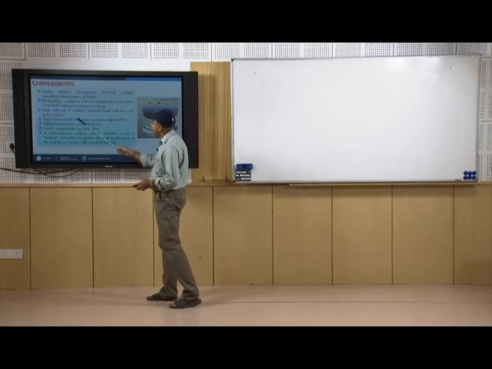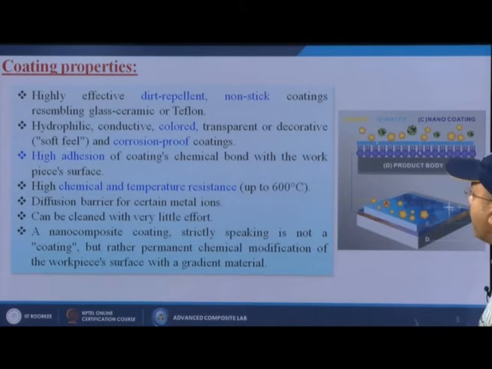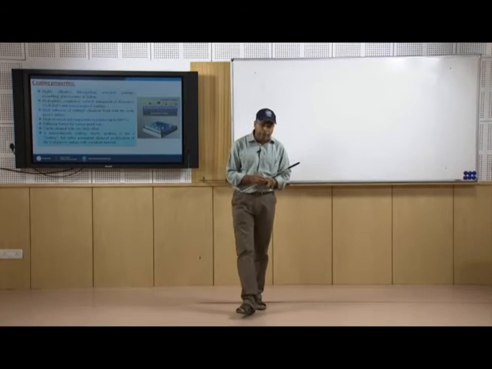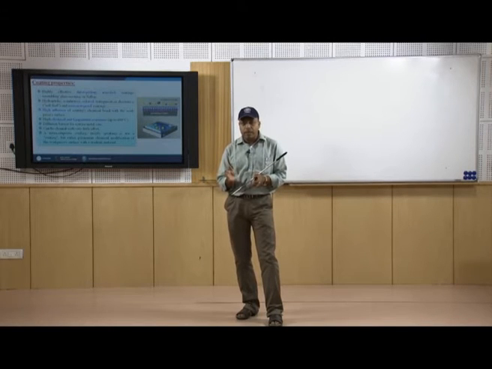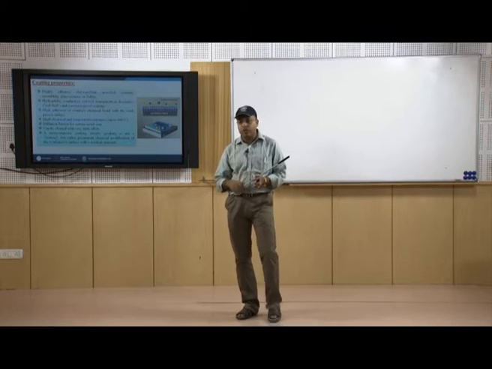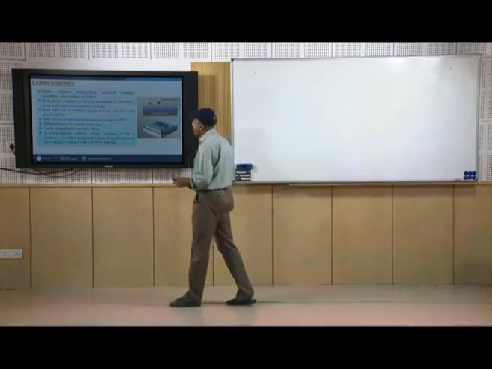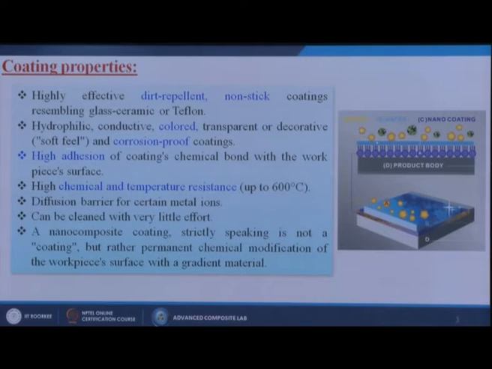Next, high adhesion of coatings, with a chemical bond with the workpiece surface. When we put the coating, our main motto is that the shelf life of that coating should be increased, but when we do some kind of coating onto our base materials, we have to check whether that coating material is compatible with our base material or not. If it is not compatible, after a certain time it will simply come out. So there should be attachment between the coating material and the base material so that it can stick properly. Next, high chemical and temperature resistance, that is also another motto.